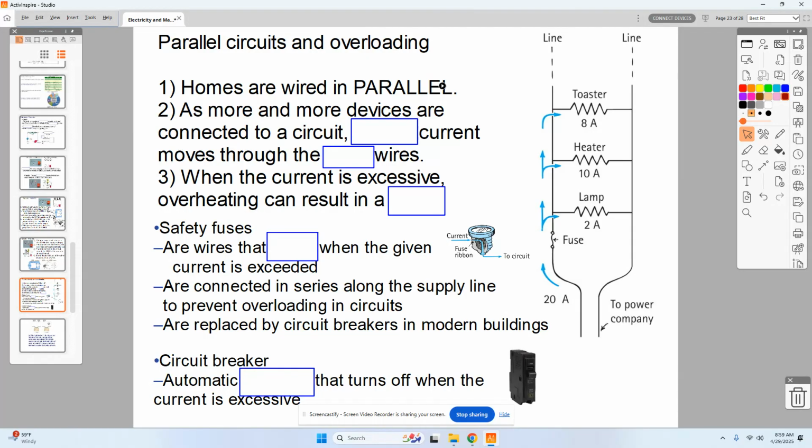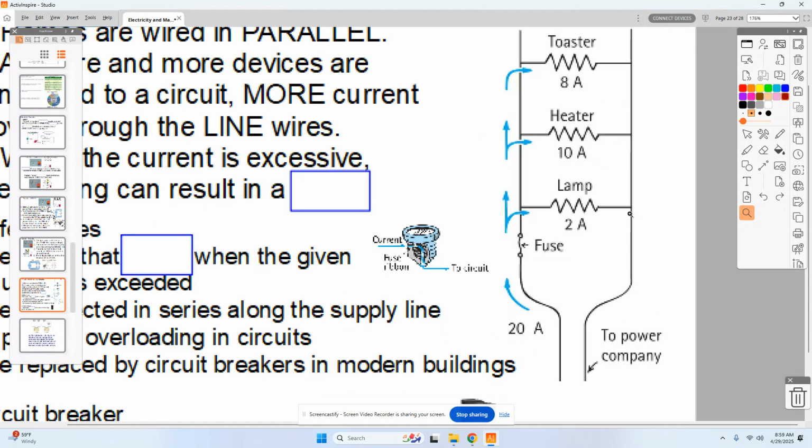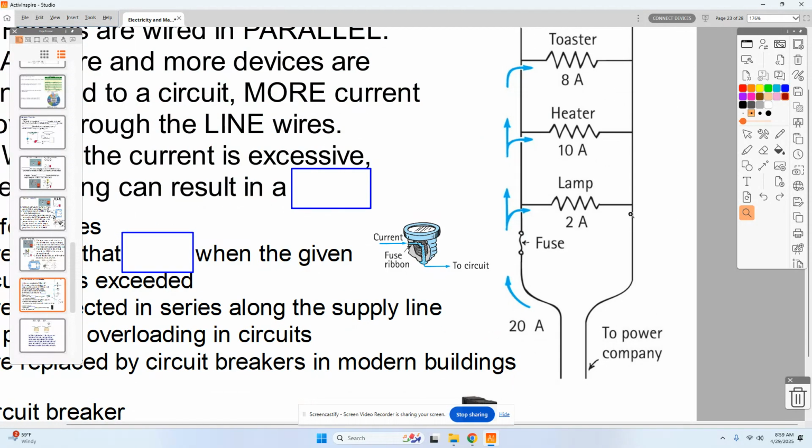Now, the challenge with this is that as more and more devices are connected, there is more current flowing through the line wires. And I want to take a moment and talk about the safety hazard of plugging in too many components into individual outlets. Some of you have maybe seen these outlet extenders where you can take a block of 6 outlets and plug it into one of these duplex receptacles, duplex meaning 2 receptacles. You can plug in 6 different things on that one outlet.